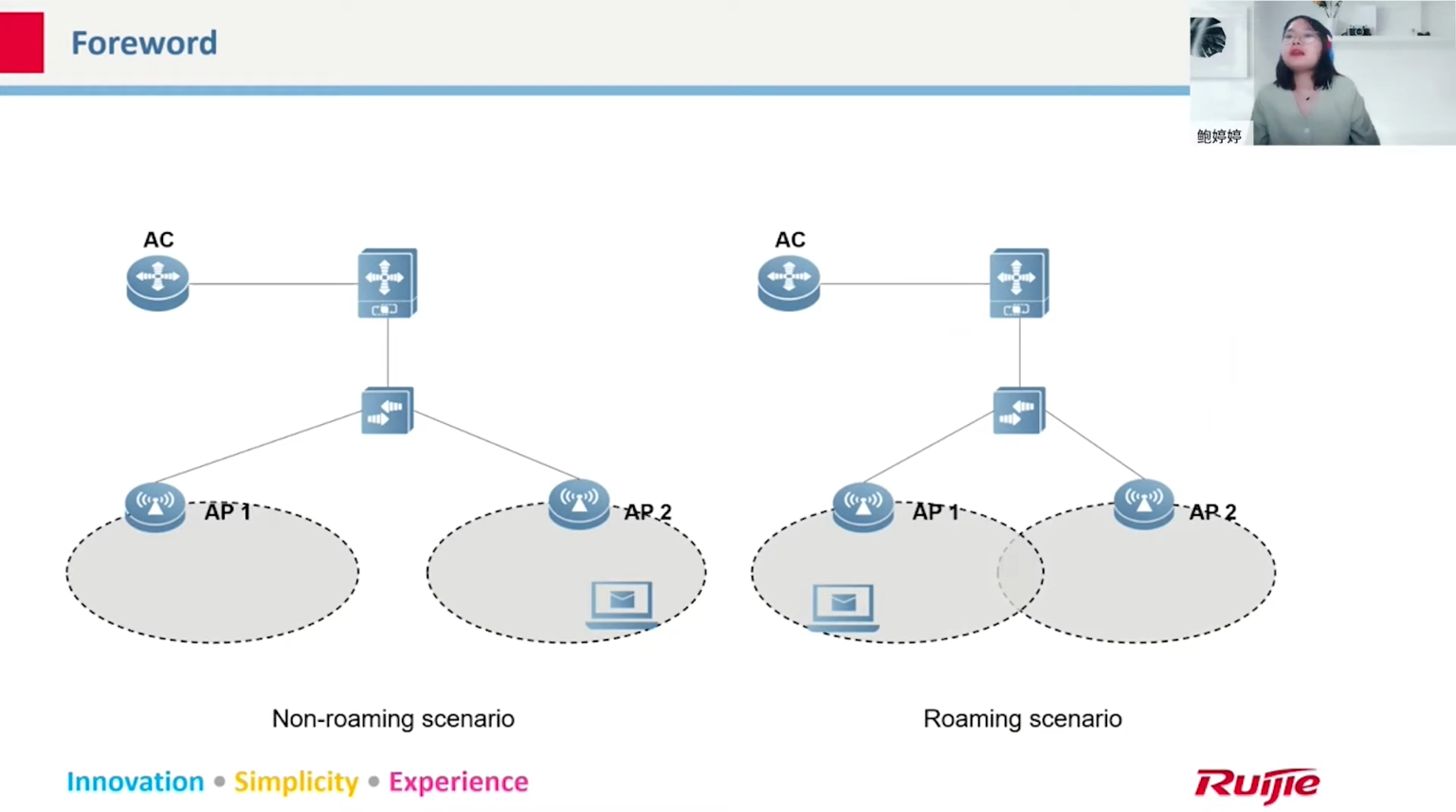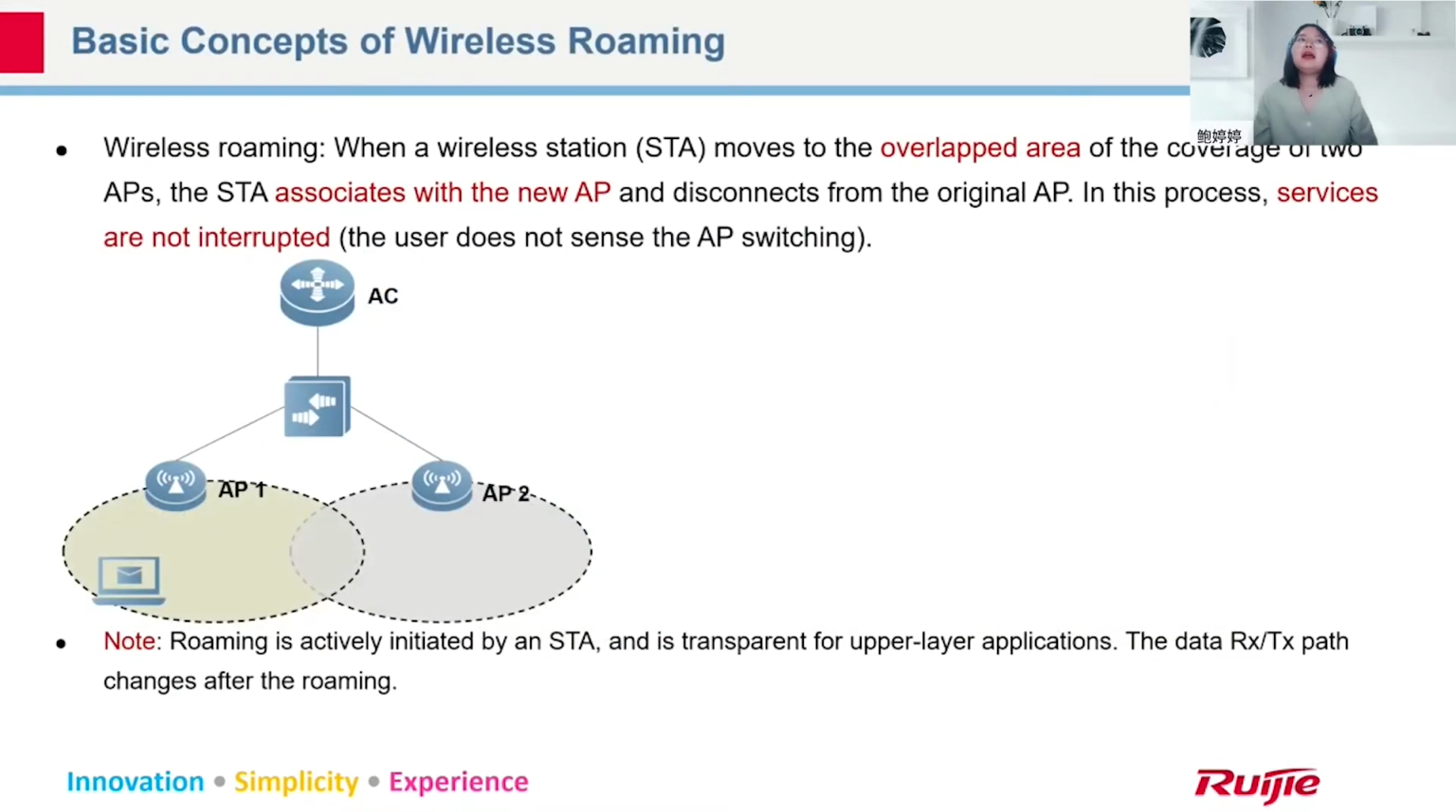But the other one is the roaming scenario. If the coverage has some overlap, then when the user moves to those places, the station connects to a new AP, and in this process the IP address is not changed, and the forwarding path is also not changed. So all the time I can visit the resources. This is the function of roaming.